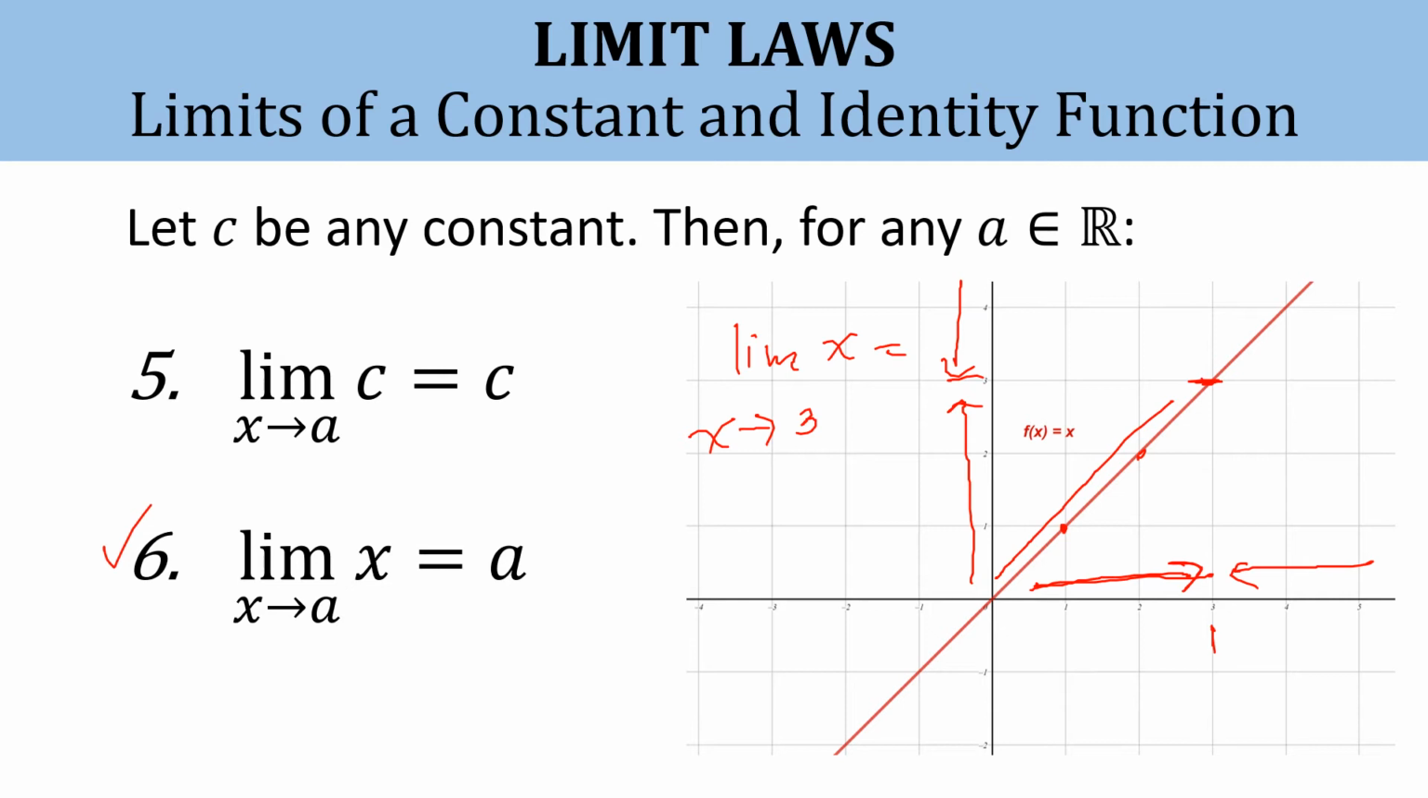And so therefore we can say, as a generalization for any value of a, as long as we are given an identity function, the limit would always be that value of a. So again, the limit of x as x approaches -3 is also -3.